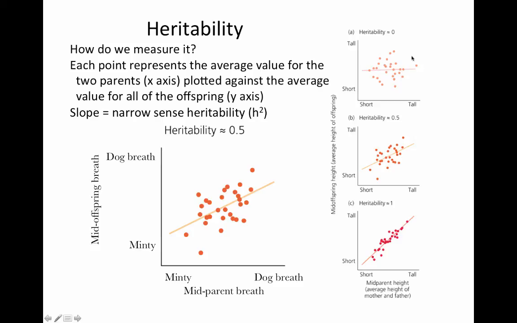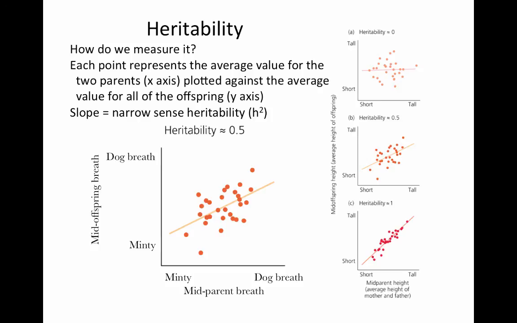In this top case, when we do our best fit line, we get a slope of 0. So that means there's no tendency whatsoever for offspring to resemble their parents. And we can see this clearly by showing that the very shortest parents give rise to kind of average height offspring. The very tallest parents give rise to kind of average height offspring. The tallest offspring came from average height parents. The shortest offspring came from average height parents. It really doesn't matter how tall your parents were in determining how tall you were going to be.